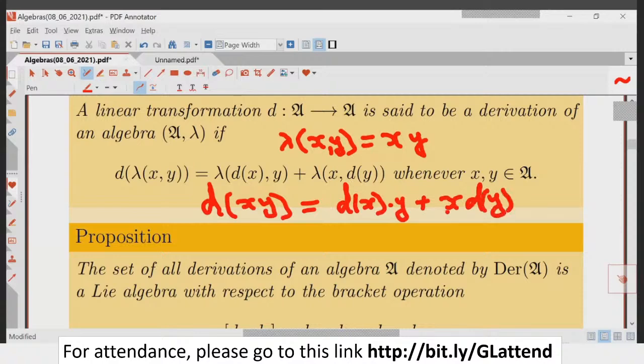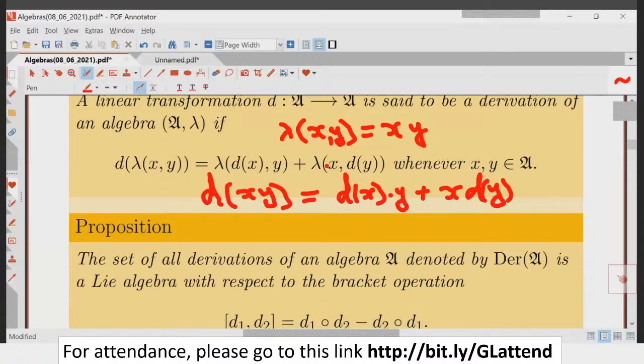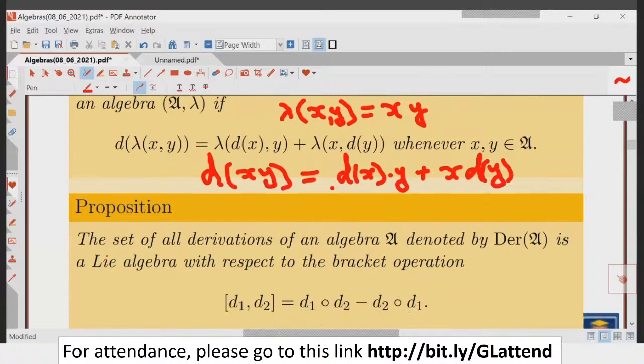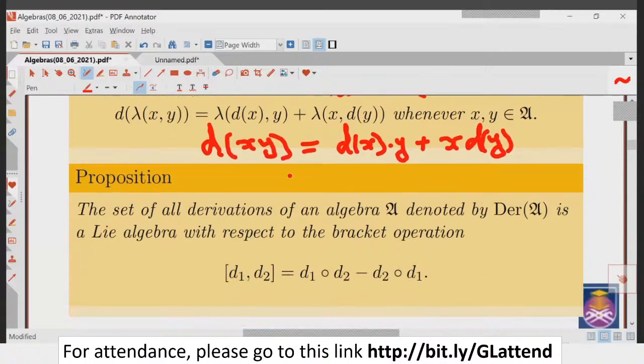I want to draw your attention that you cannot change the order. You should keep the order x, y. So x first, then y, must be kept everywhere. You cannot switch them because the algebra is not commutative. If it is commutative, you can do it, but since it's not commutative, you cannot do it. So you should write as it is.